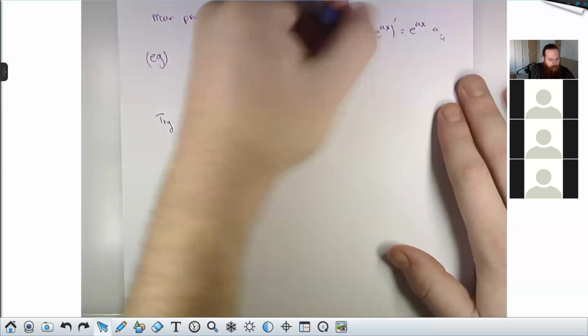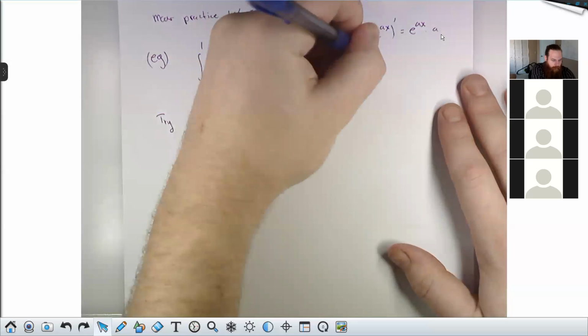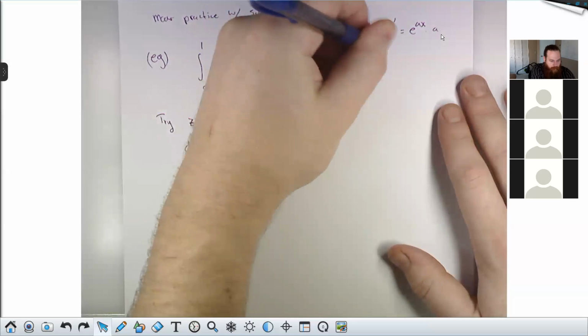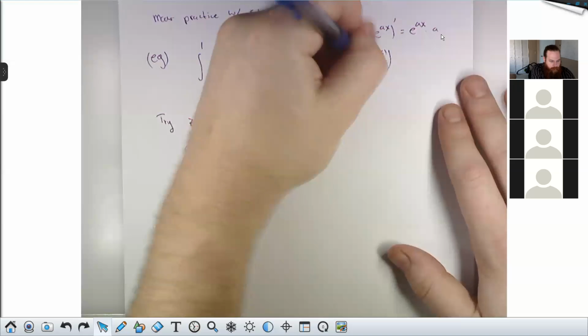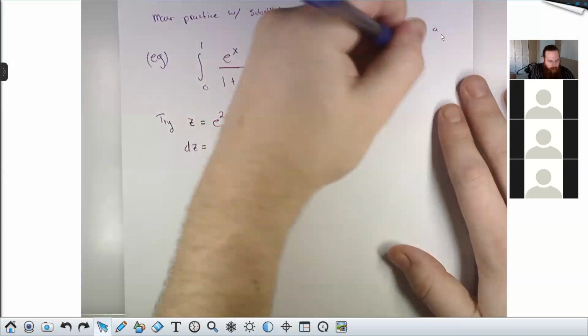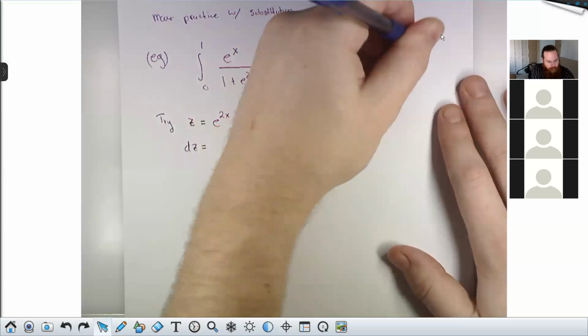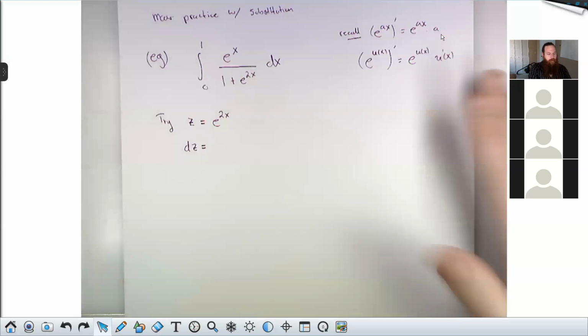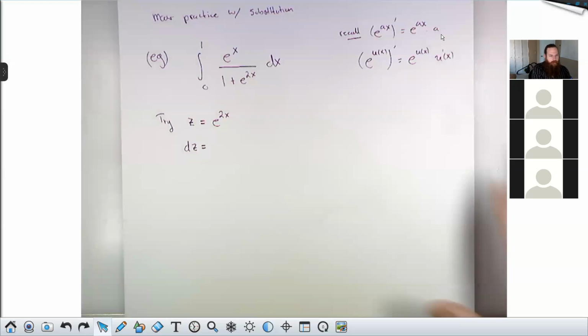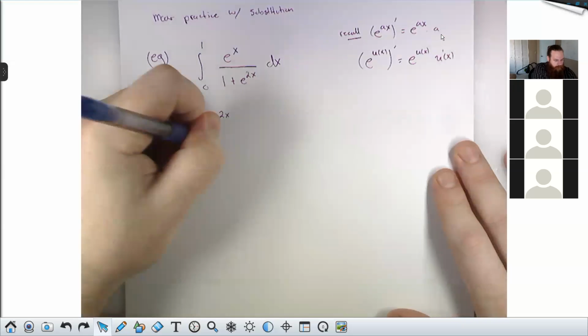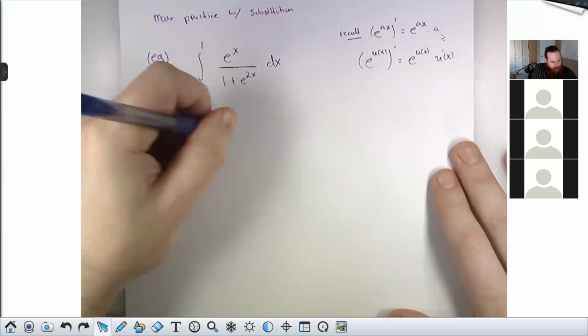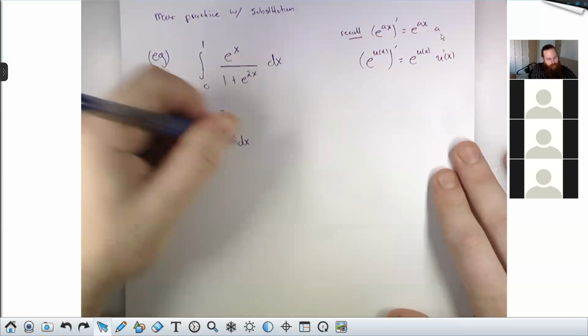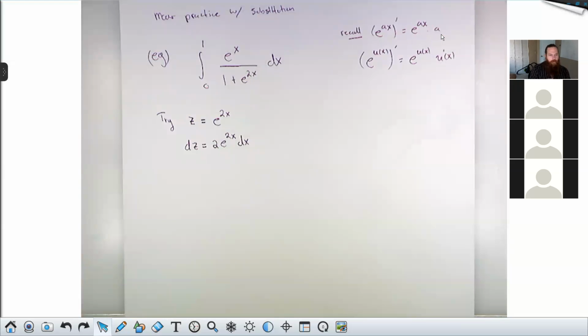And more generally, e to the u of x, if u is a function of x, will always differentiate to e to the u of x times u primed of x. So here my dz would be 2e to the 2x dx, which isn't the end of the world.